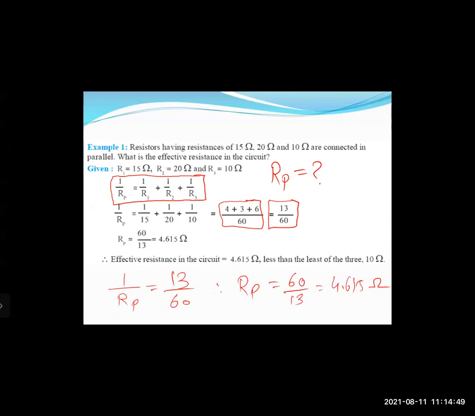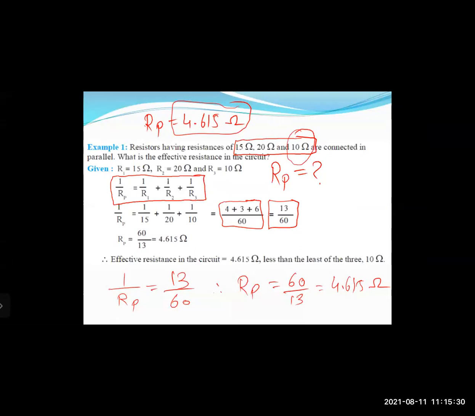Okay. Now, an interesting thing to note here is if I write down the value of Rp at the top, Rp equals 4.615 ohms. Now look at the three resistor values 15, 20, and 10, and look at the effective resistance. The effective resistance is much less than the smallest resistor. The smallest resistor here is 10 ohms, right? So this is the proof of the concept that the resistors in parallel combination are used to reduce the overall resistance of the circuit, right?